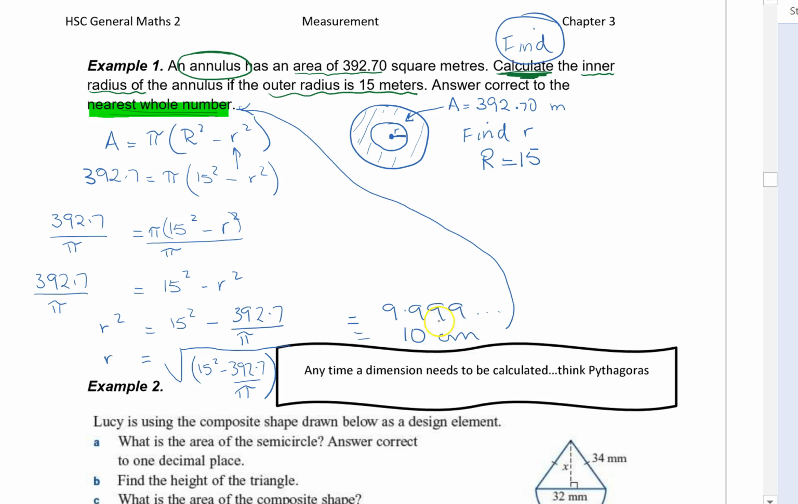So I've written 9.999, and just as well I've highlighted this, which says give my answer correct to the nearest whole number, and I round that up to 10. Like I said, I'll leave example 2 for class, and I'll do that with you there.